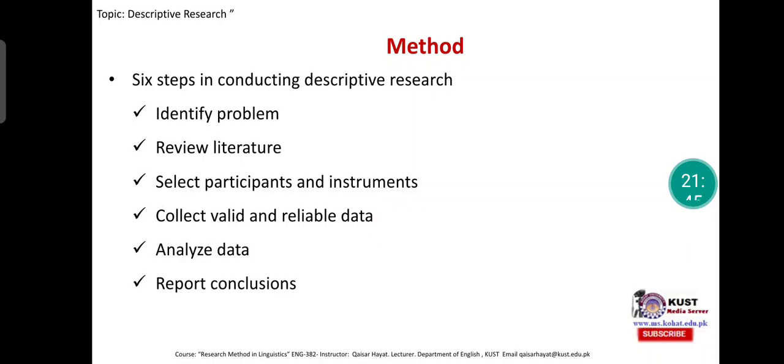After it, you have to analyze this data. How would you analyze your data?